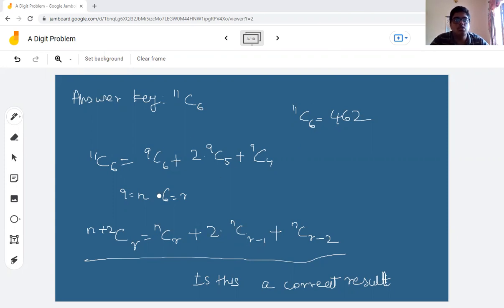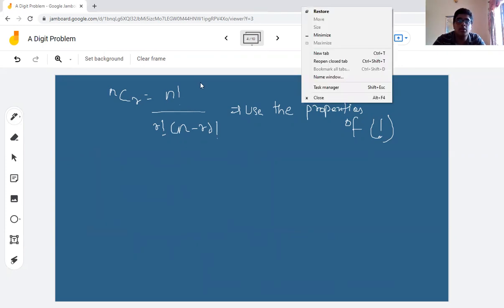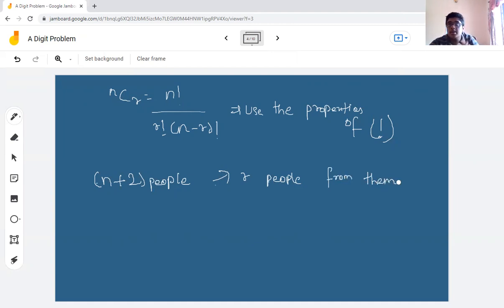Now comes the actual thing. You yourself could think of a combinatorial argument and maybe pause the video for a bit, and then you can see the solution. So how do we proceed? I consider a set of n plus 2 people and I need to select r people from them. How many ways can I do this? Select r people. It's just n plus 2 choose r, as every one of us knows.